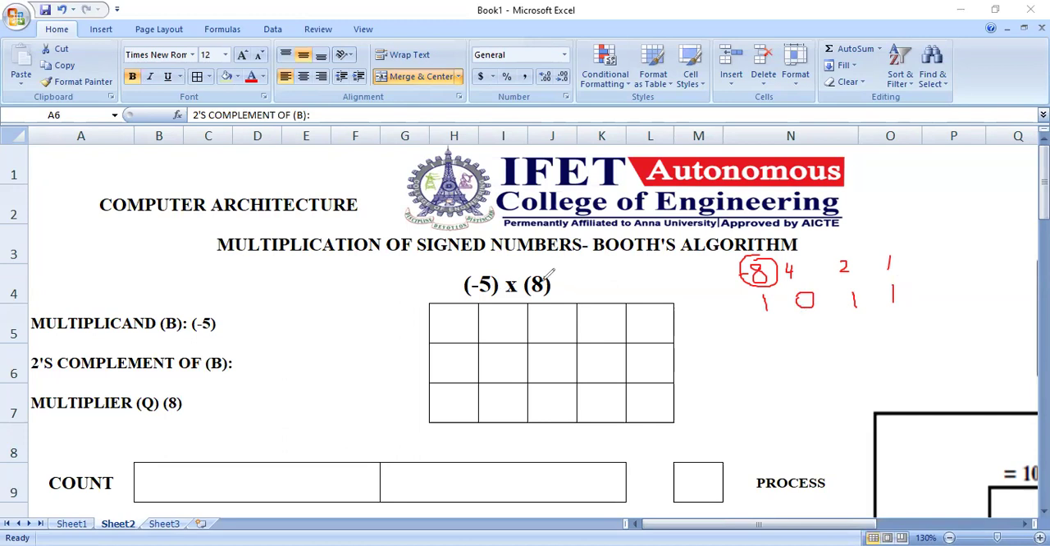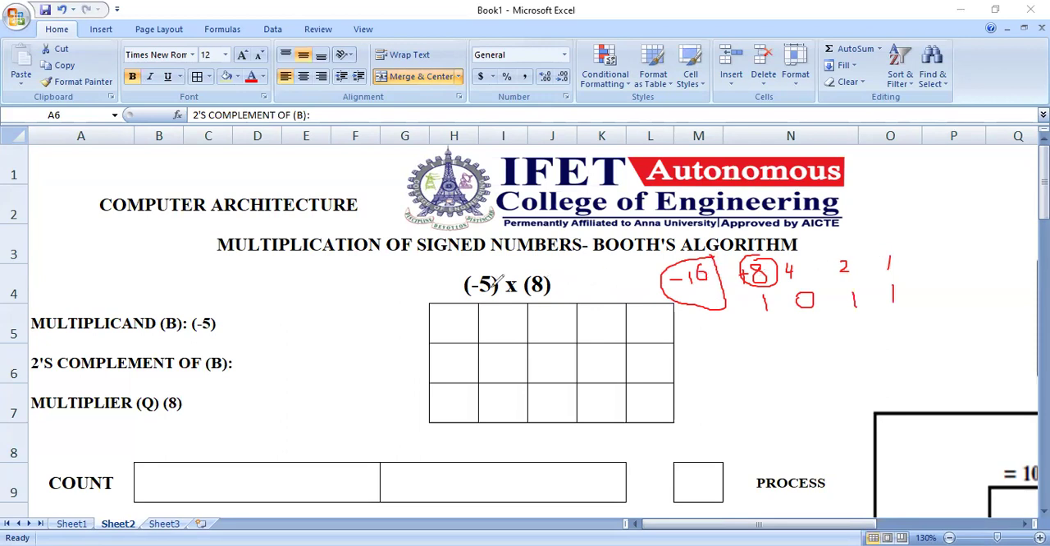But if I want to represent 8 in the same representation, I cannot do it without another bit. 4 plus 2 is 6, and 6 plus 1 is only 7. So I have to go to one more weight, 2 to the power 4, which is 16. That should be -16 as the MSB weight, and then +8. So we have to represent -5 in 5 bits and 8 also in 5 bits.